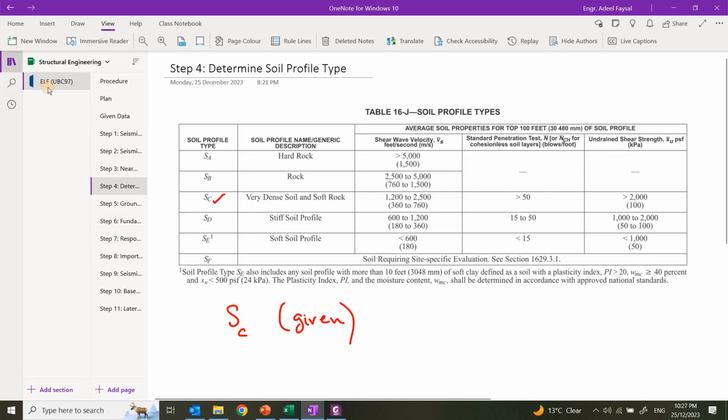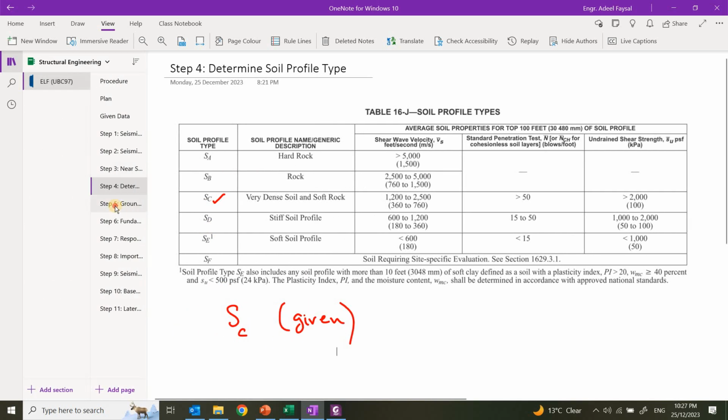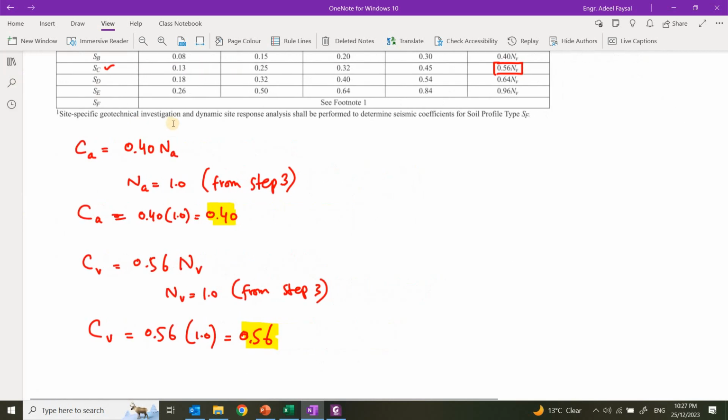Then the next step is to determine the soil profile type. In this case, it is again directly given. We're not given this information; instead, we're directly given the soil profile type. If you are not given any information regarding the soil type, then the code says that you can assume it to be SD, but in our case it is SC. So what is the next step?